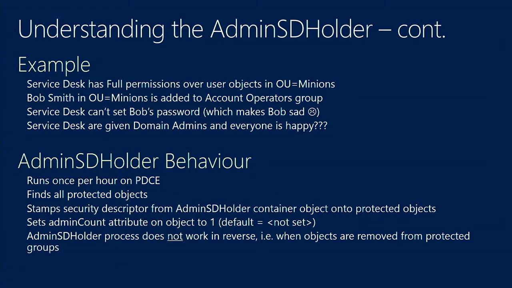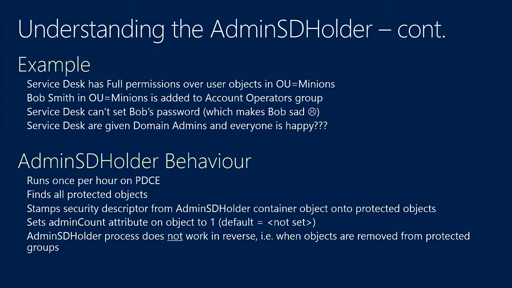So basically a whole lot of protected groups in AD, and on the DC that holds the PDC emulator FSMO role, the flexible single master operations role, there's a thread that runs within lsass.exe that compiles a list of all of the protected objects. So this is the protected groups, their members and their nested members. And what it does is it takes the security descriptor from the AdminSDHolder object, which is in the System container, and it stamps it onto those objects. And one of the key things about that security descriptor is that it unchecks the inheritance flag. So it basically stops inherited permissions flowing down onto that object.